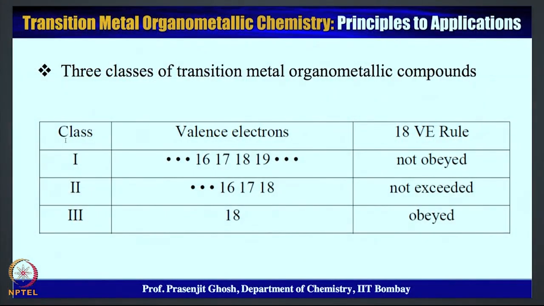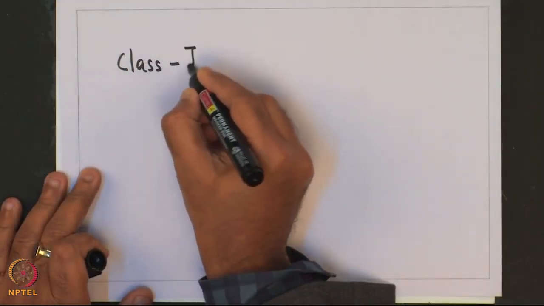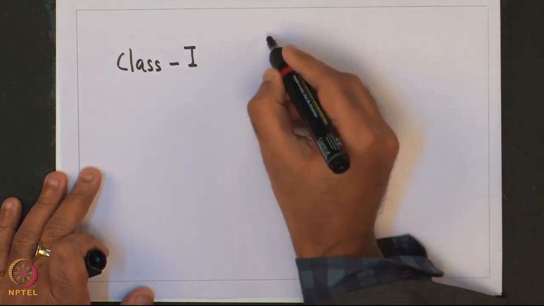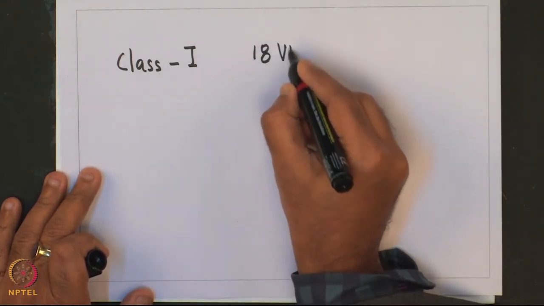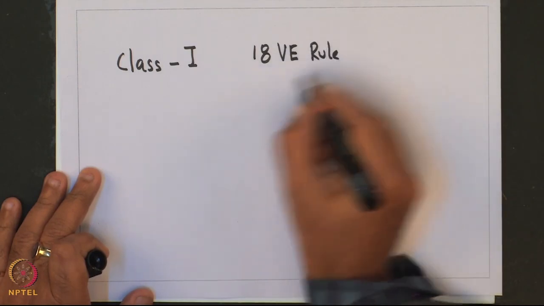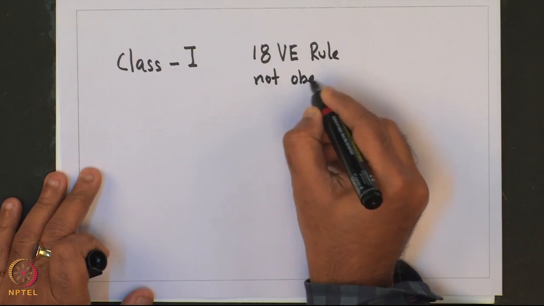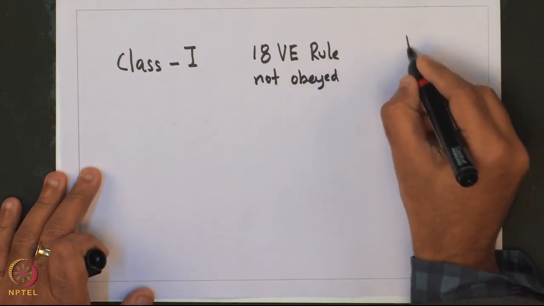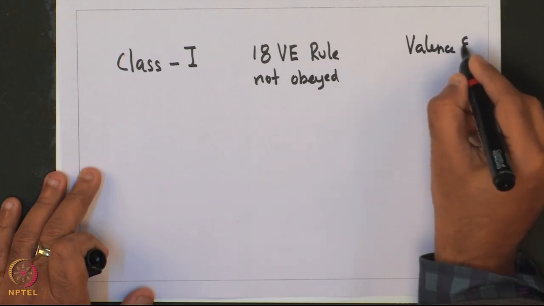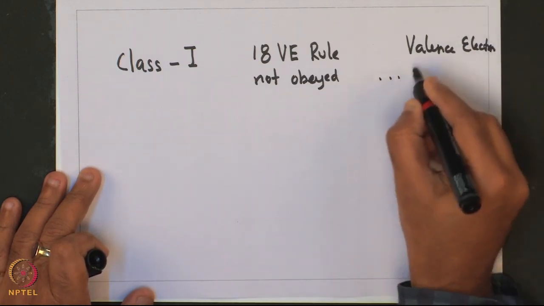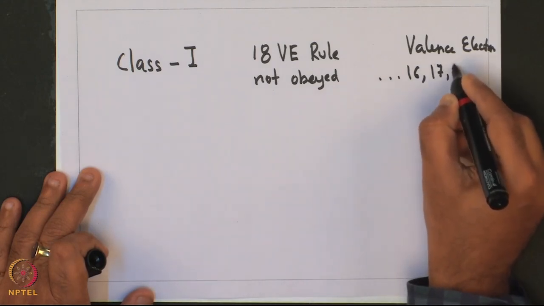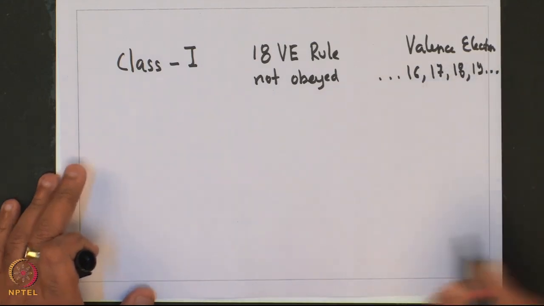Now let us take a look at the various classes of transition metal organometallic compounds. These compounds are of three classes. Class 1 is where the 18 electron rule is not obeyed. That means they have valence electrons from 16, 17, 18, 19 and more.